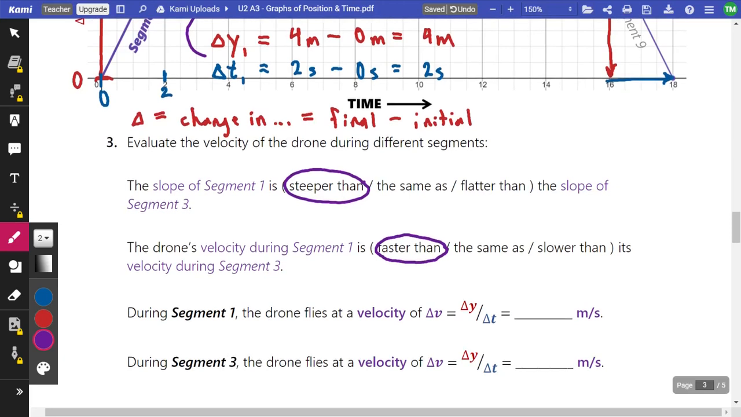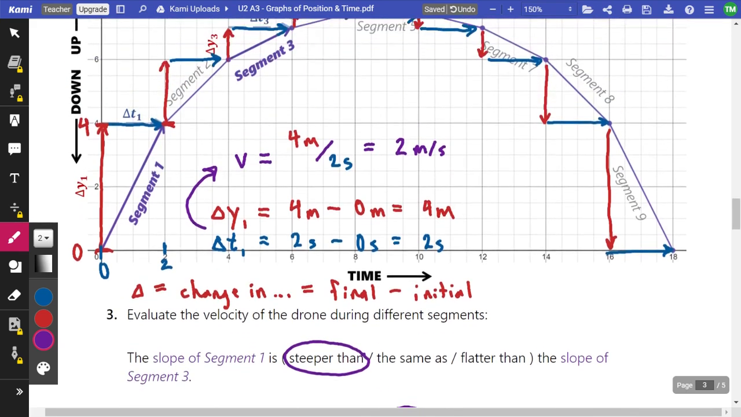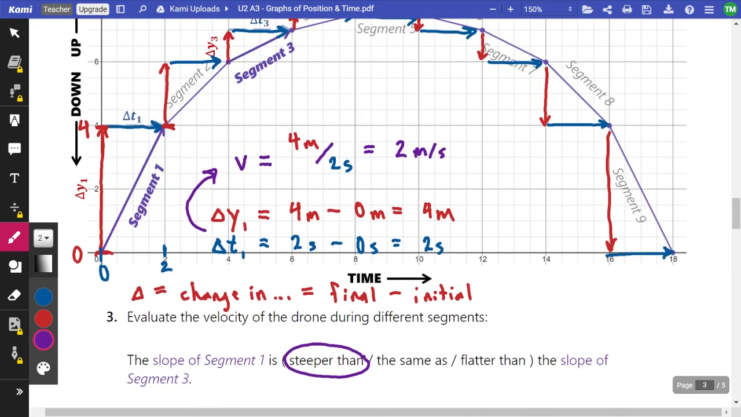That's our velocity here. And actually, technically, I should go back and fix this. This is kind of a specific thing. It's not super important, but really we're just calculating the velocity, not the change in velocity, so I should have left that out. Okay, so this is our velocity for segment 1. It's going at 2 meters per second.